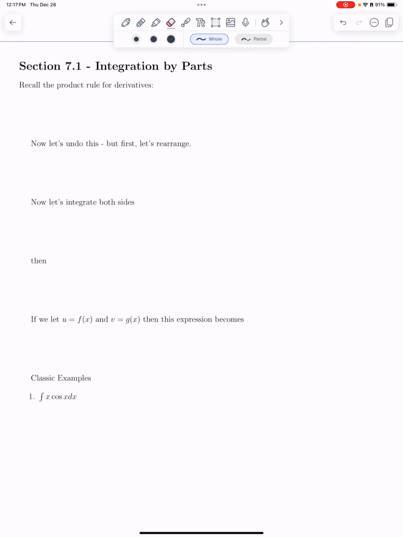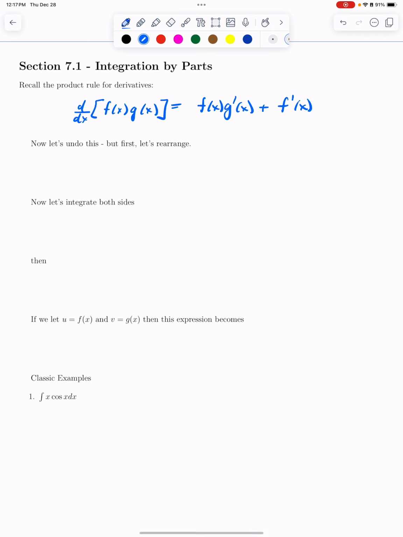Okay, we want to develop the technique of integration by parts. And to understand where it comes from, we start with the product rule for derivatives and we work backwards. So let's recall the product rule for derivatives. If we want to take the derivative of the product of two functions, we'll say f times g, it's the first function times the derivative of the second plus the derivative of the first times the second.